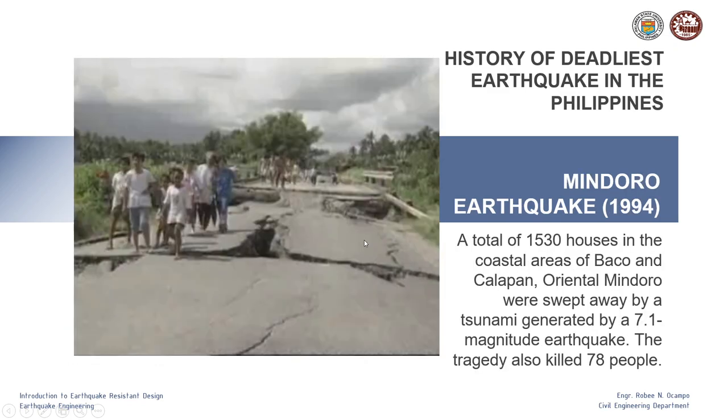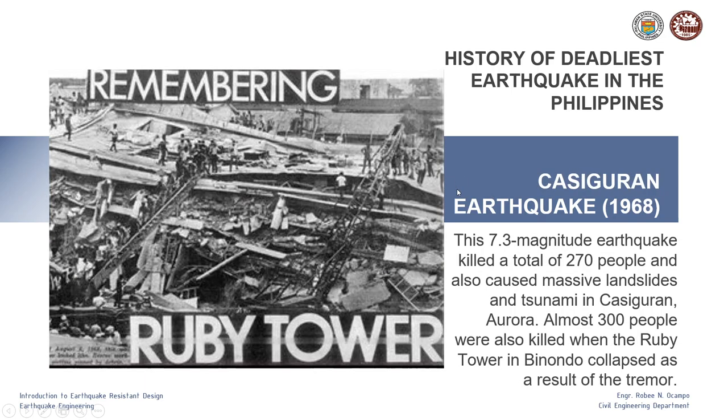The next one will be the Mindoro earthquake in 1994. So, a total of 1,530 houses in the coastal areas of Baco and Calapan in Oriental Mindoro were swept away by a tsunami generated by a 7.1 magnitude earthquake. So, other than the earthquake, nagkaroon din ng tsunami. Particularly in the Mindoro, Verde Island, and Baco Islands. No? And it also killed 78 people. No? In terms of infrastructures, there are 24 bridges that collapsed during the earthquake. No? So this major earthquake happened in 1994 in Mindoro.